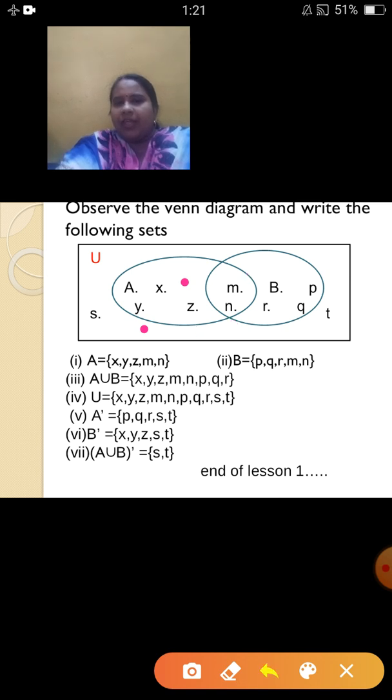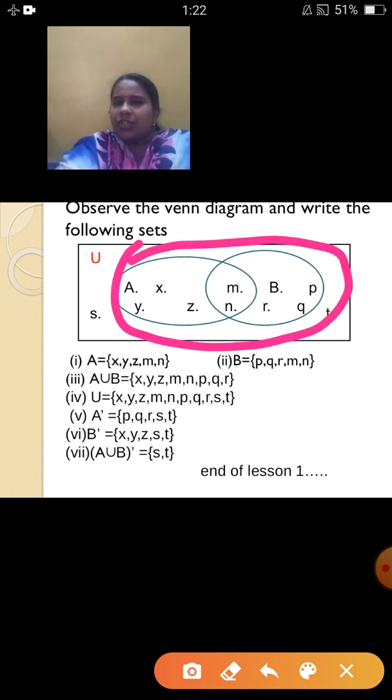Okay. Then comes set B. Set B, as you can see here, this full P, Q, R, N, and M. All are included in the set B. Then what is asked? Union. When union is asked, you have to include all the elements of these two sets except the thing which is written outside in the universal set. So A union B will be what? X, Y, Z, M, N, P, Q, R. All that is written in the union.